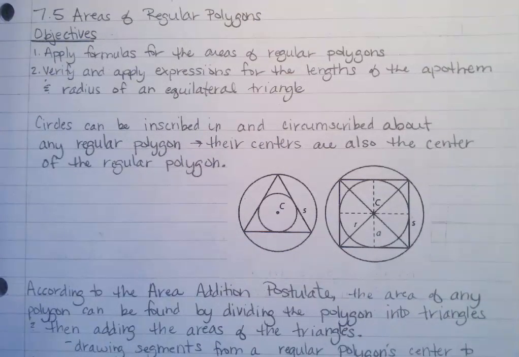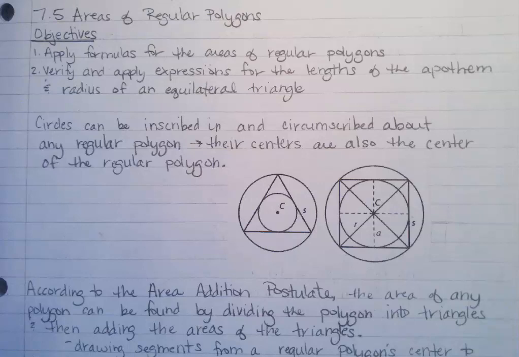Our objectives: we're going to apply formulas for the areas of regular polygons, but some of those formulas come from these circles. And second, we're going to verify and apply expressions for the lengths of the apothem. The what? The apothem. Not Gotham, but close. And the radius of an equilateral triangle.